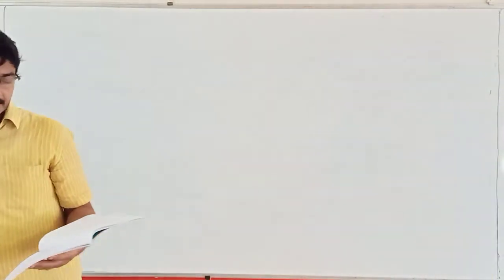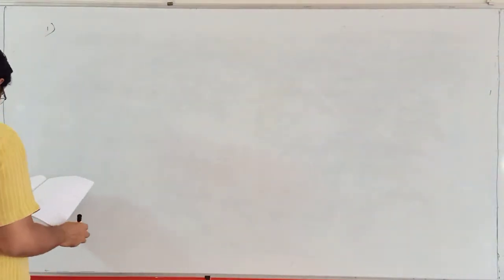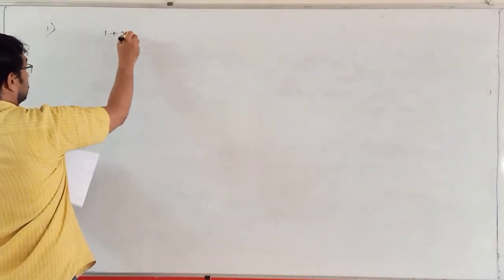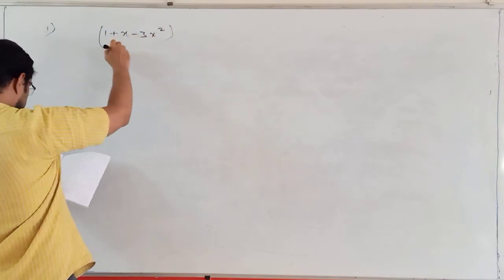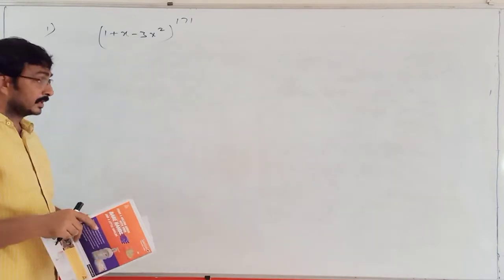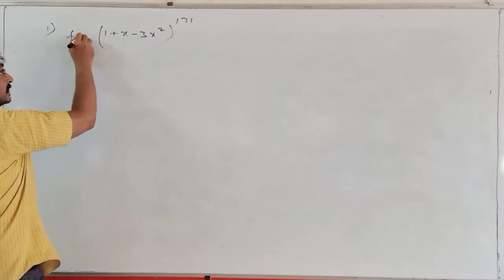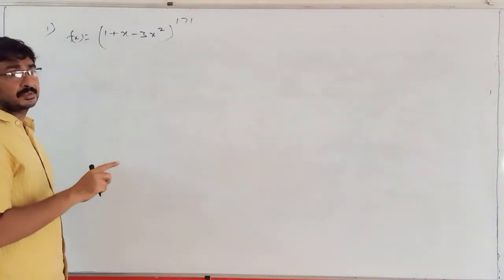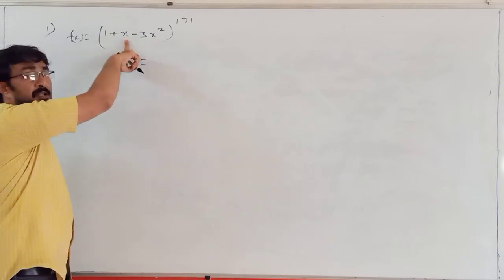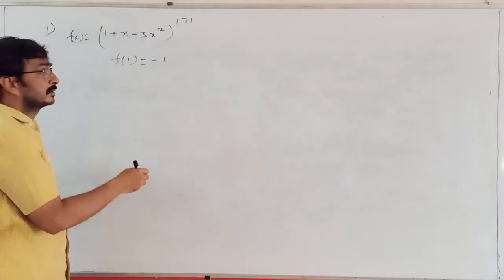Now see the problems related to the above concept. First one: the sum of the coefficients of 1 plus x minus 3x squared whole power 171. So clear, the formula for sum. This is f of x. Required is the sum of the coefficients. So first formula, sum of the coefficients is f of 1. Put x equal to 1. So 1 plus 1, 2, minus 3, minus 1, whole power odd number is minus 1.